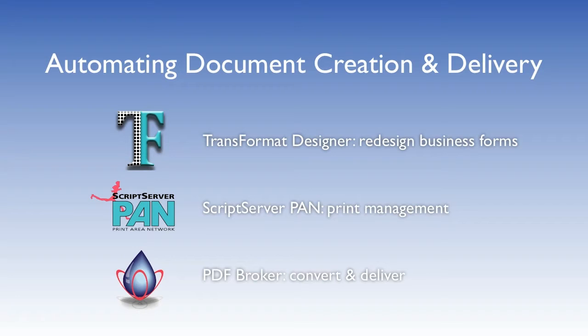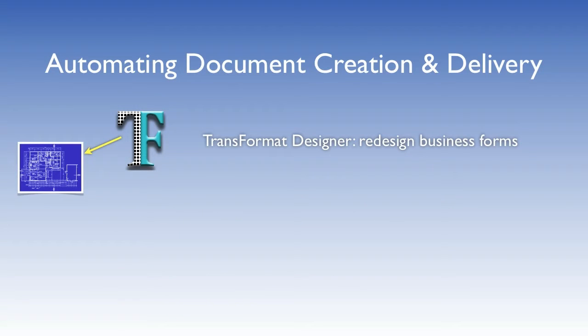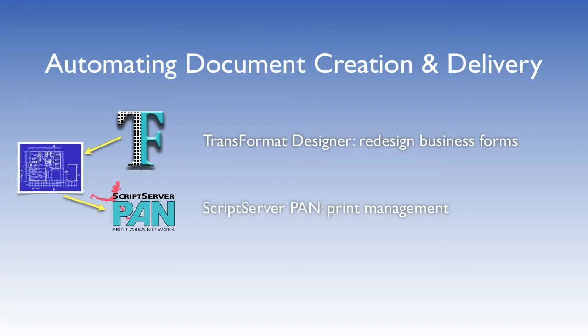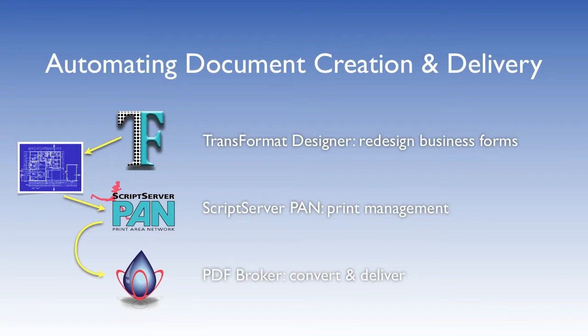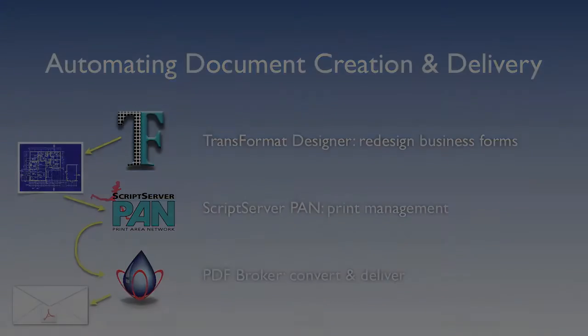We'll be using three products to automate the production and delivery of statements: Transformat Designer, ScriptServer PAN, and PDF Broker. Transformat Designer is a desktop application used to create a blueprint for reformatting business documents. This blueprint, called a Transformat project, is uploaded to ScriptServer PAN, where it is incorporated into a PAN form. When a file is printed on the PAN form, PAN applies the transformation to the file and generates PostScript output, which is sent to PDF Broker for conversion to PDF format and distributed to the proper destination.